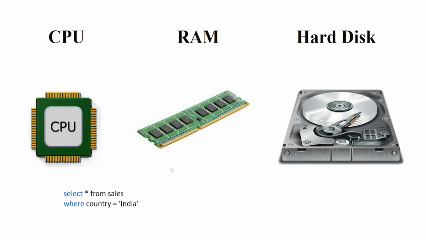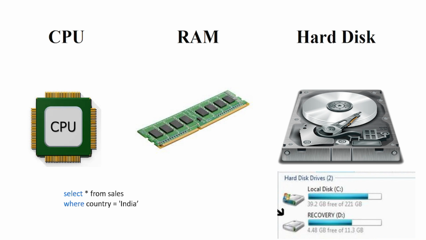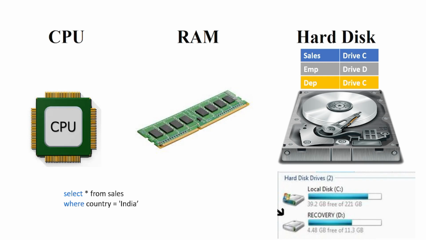Generally, data is stored in logical blocks like C drive, D drive, E drive and so on. Let's suppose data is stored in the hard disk. For example, we have different tables stored in these drives: the sales table in the C drive, the employee table in the D drive, and the department table in the C drive. In this way, our data is stored in logical blocks under the hard drives. And generally, in the backend, the storage manager divides this hard disk into fixed sizes, and after that inserts a record.